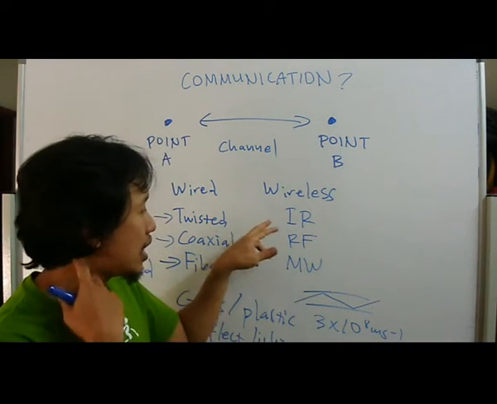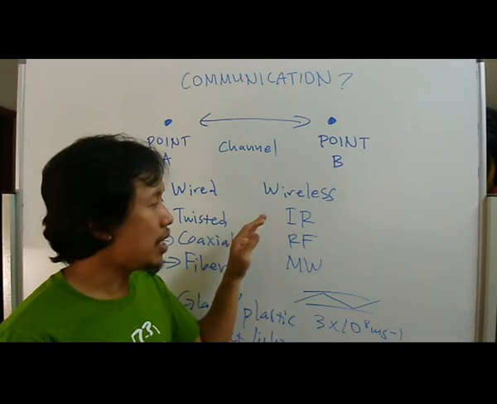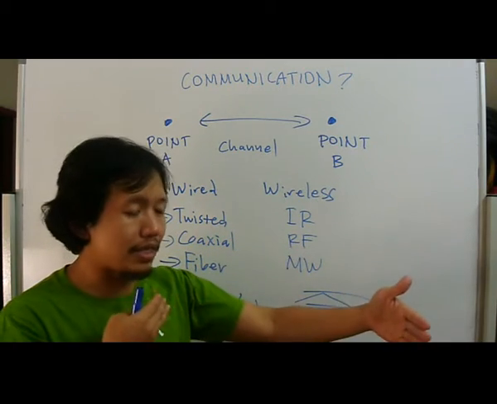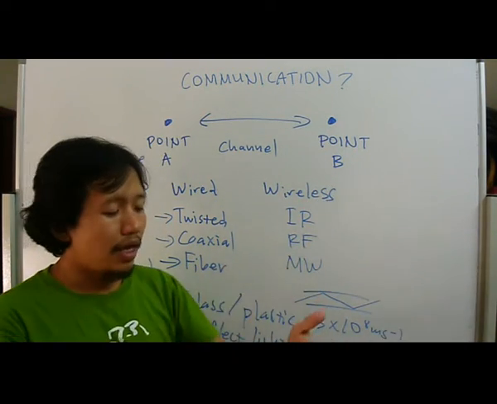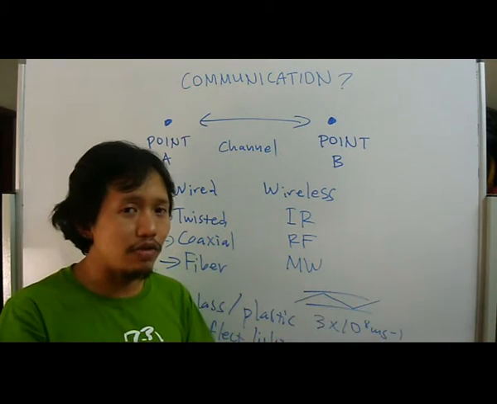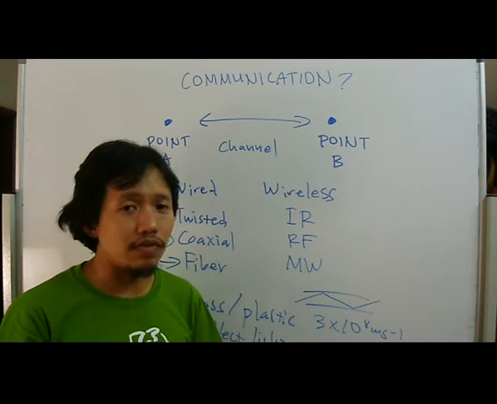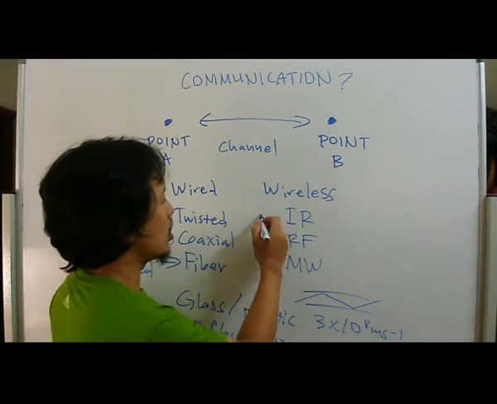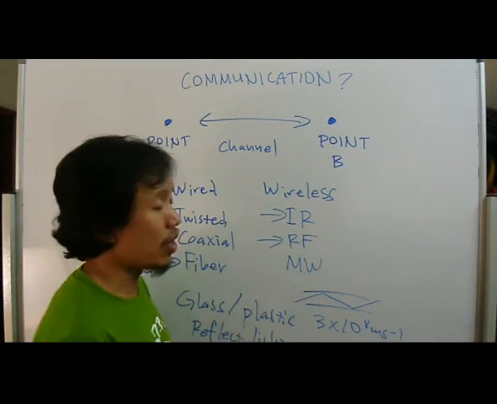So infrared has that kind of characteristic, meaning it has somewhat limited distance, and you must have a clear line of sight to be able to send and receive data. For example, in the case of your TV remote, right? So that is infrared, followed by radio frequency.